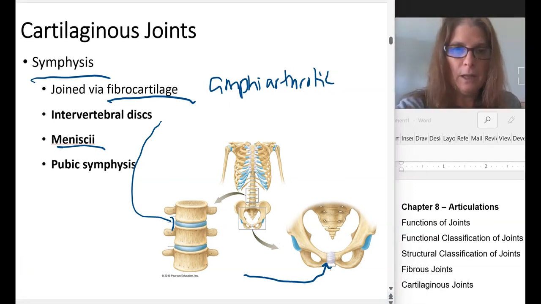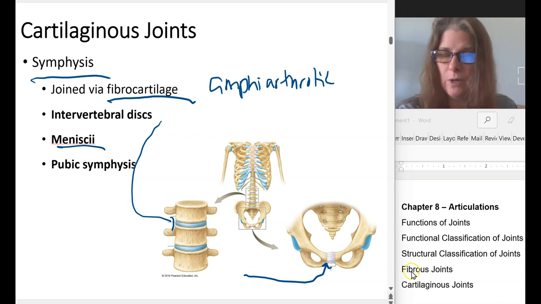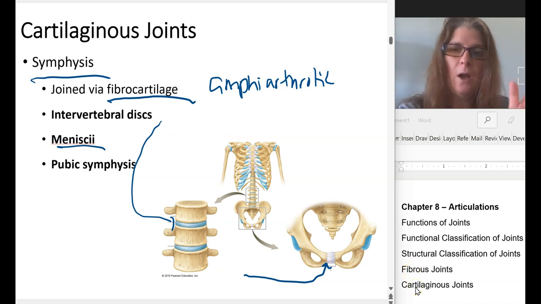And if you look at our little outline for today, this was a real nice, short and sweet lecture. We went over the functions of joints. We defined a joint. We looked at how they're classified functionally, how much movement is allowed. We talked about structure. Right now, we just talked briefly about fibrous and cartilaginous. We're going to focus a lot on those diarthrotic and those synovial joints in future lectures.